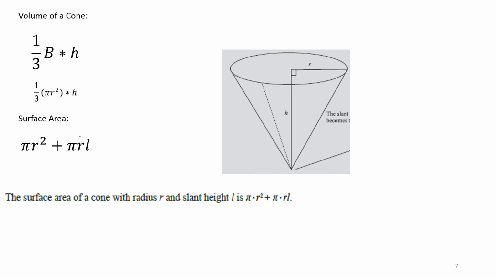The surface area is technically that same B, the area of the base, which is pi r squared, plus, and this is the lateral surface area, pi times r times the slant height. All right? So this is the lateral surface area. It's the exact same as the pyramids. You just got to find these differently.